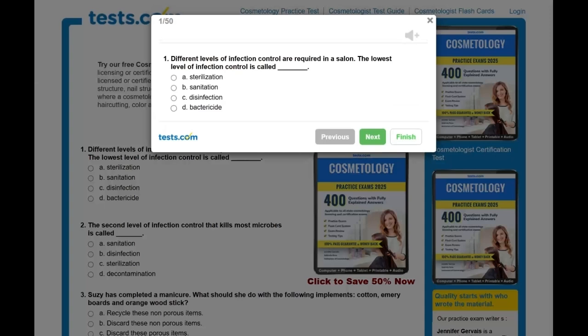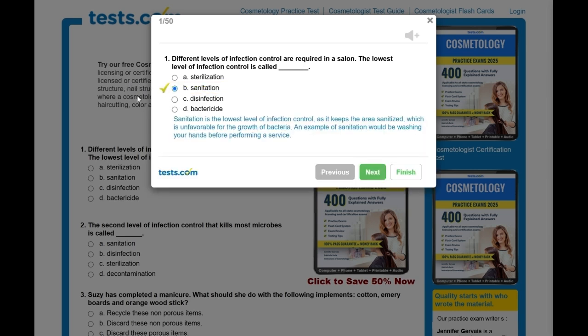Question 1. Different levels of infection control are required in a salon. The lowest level of infection control is called A. Sterilization, B. Sanitation, C. Disinfection, D. Bactericide. B. Sanitation. Sanitation is the lowest level of infection control, as it keeps the area sanitized, which is unfavorable for the growth of bacteria. An example of sanitation would be washing your hands before performing a service.